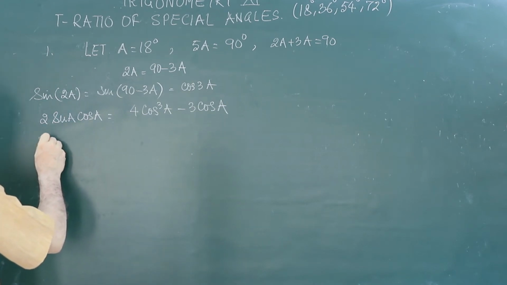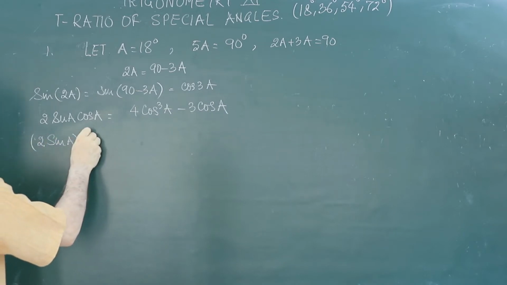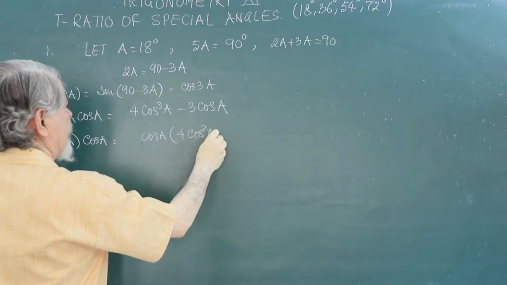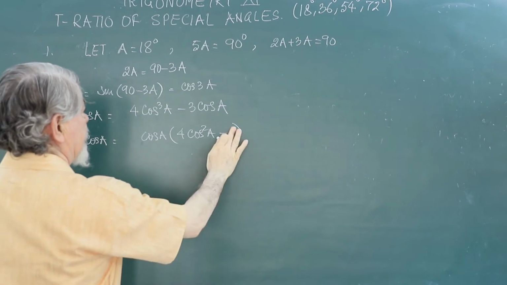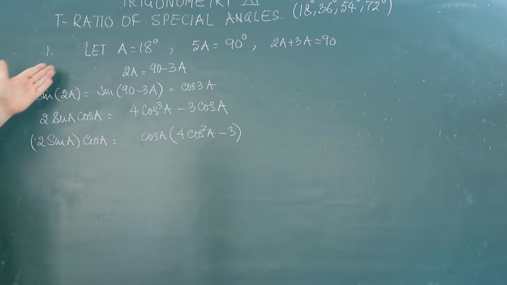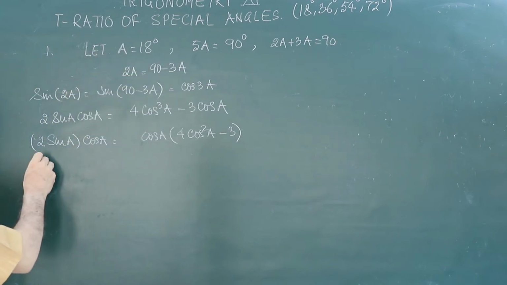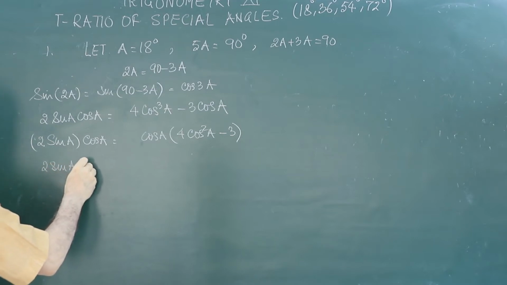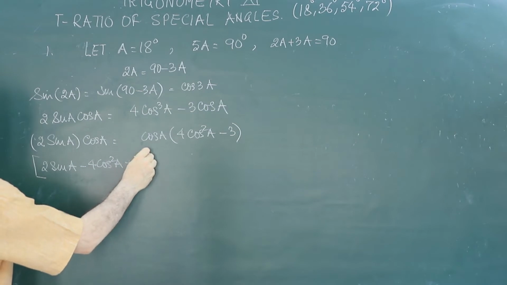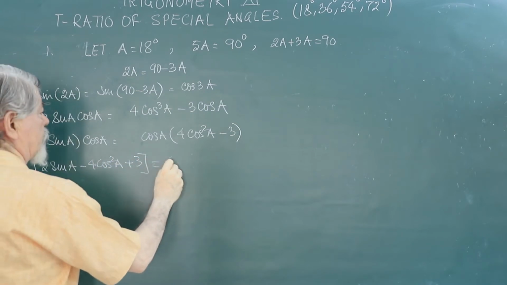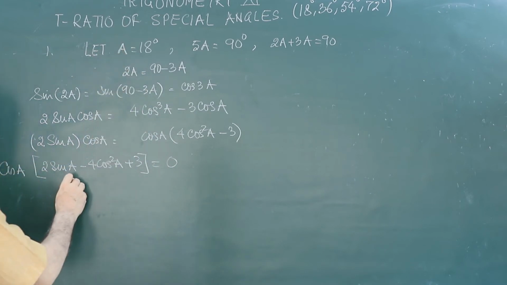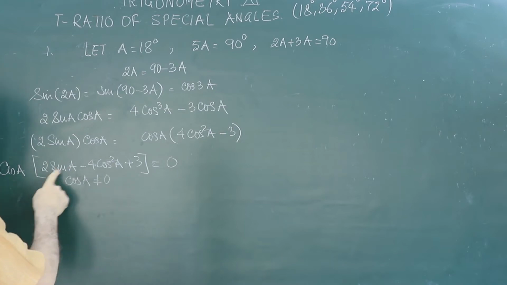Now, here 2 sin A cos A is on this side. And if I take cos A common, it will become 4 cos square A minus 3. If I bring it to this side, it will be 2 sin A minus 4 cos square A plus 3, times cos A, is equal to 0. But cos A cannot be equal to 0 because A has been assumed as 18 degree. So that is one point. Now the other factor has to be equal to 0.